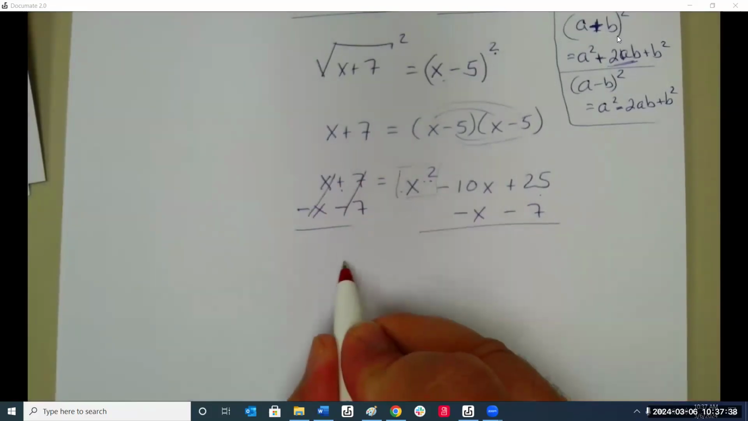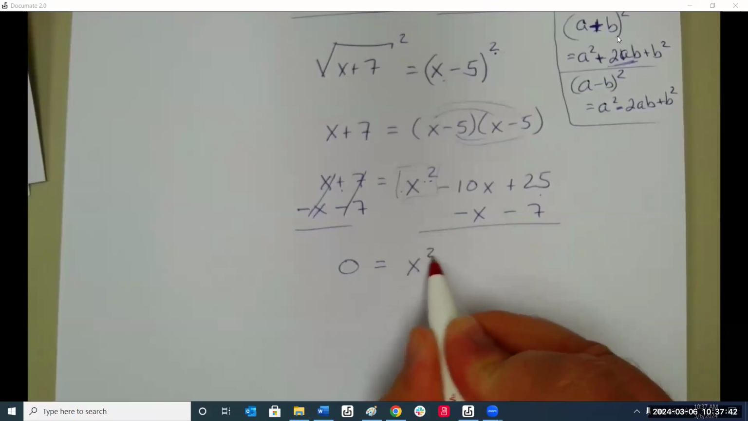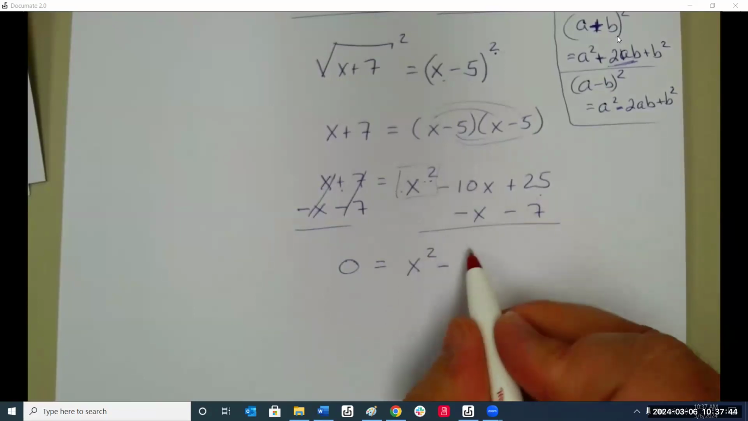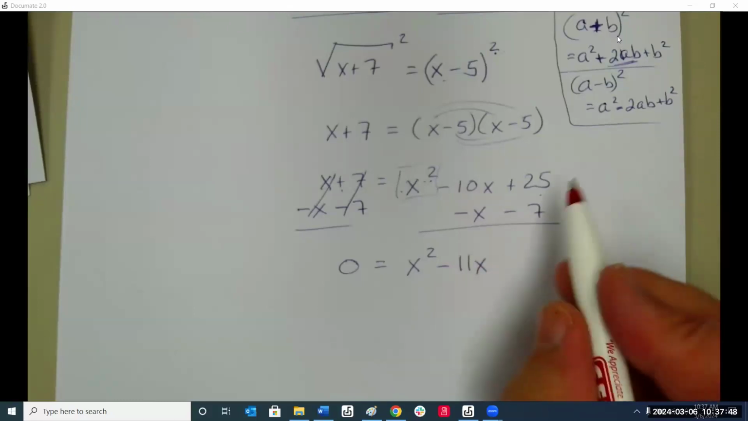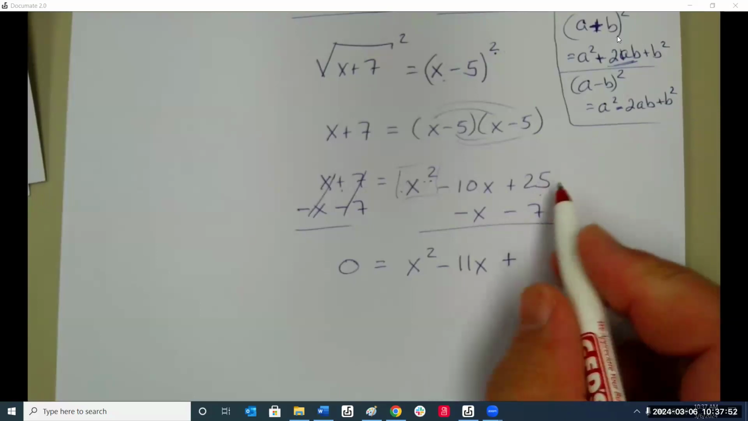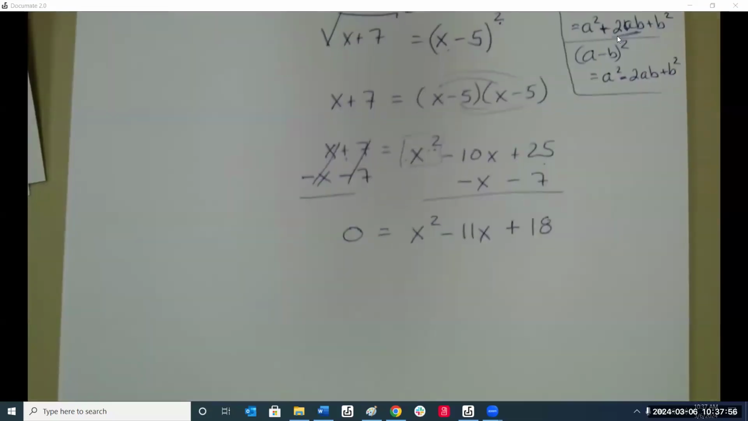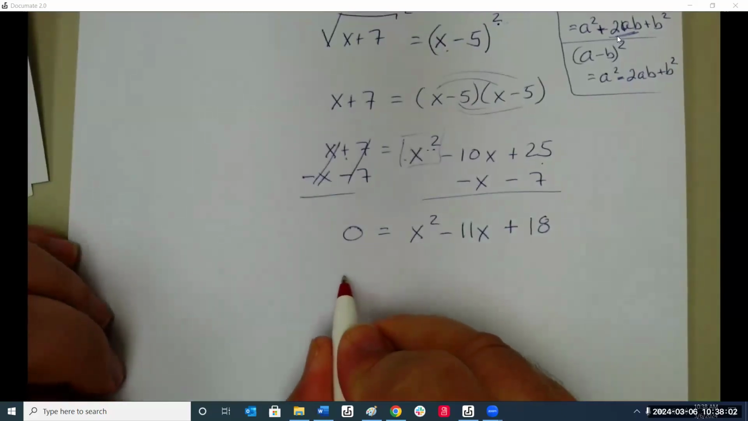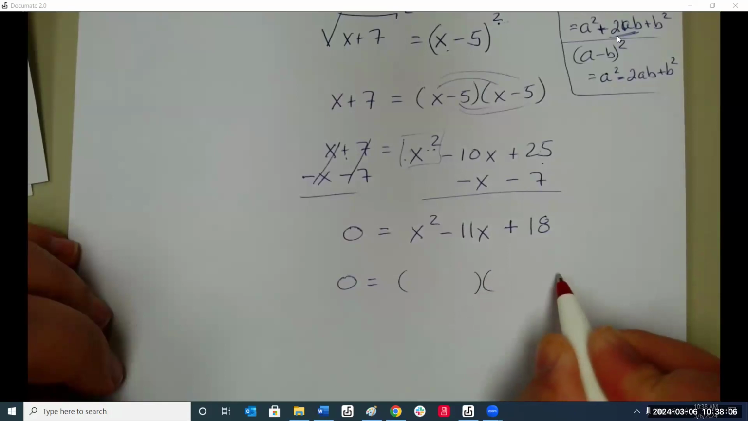So those cancel, which is 0. Negative 10x minus x is negative 11x. 25 is bigger than 7, so the answer is positive. 25 minus 7 is 18. So now how do we solve it? We have to factor it.